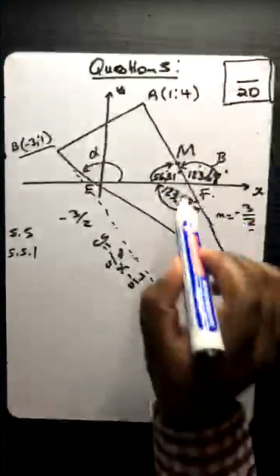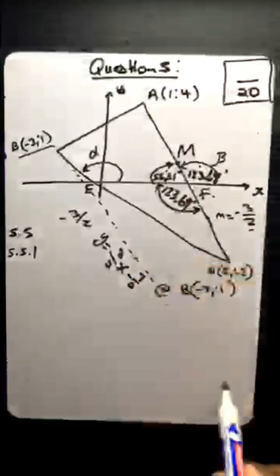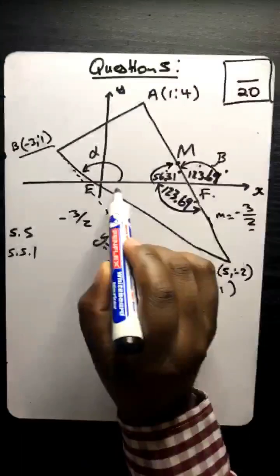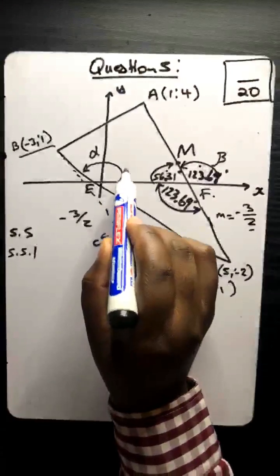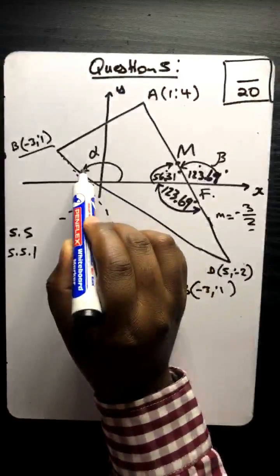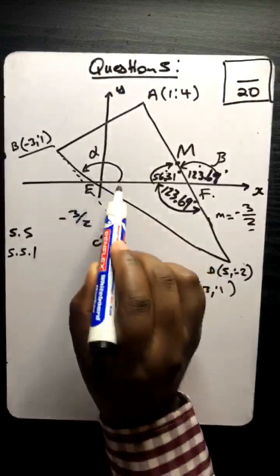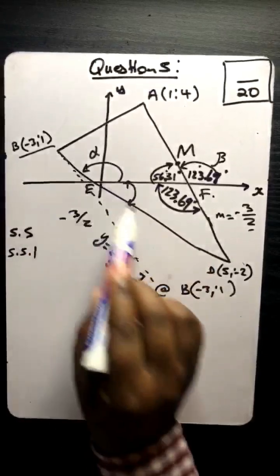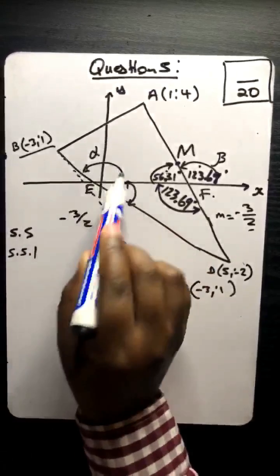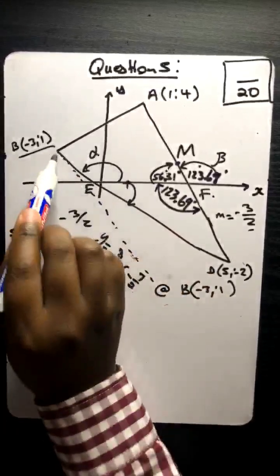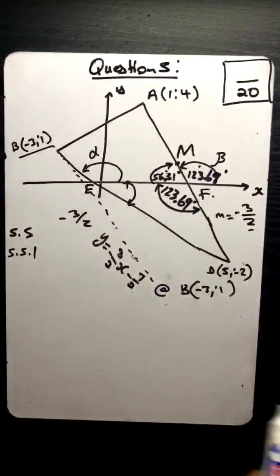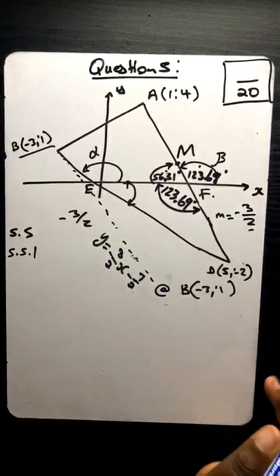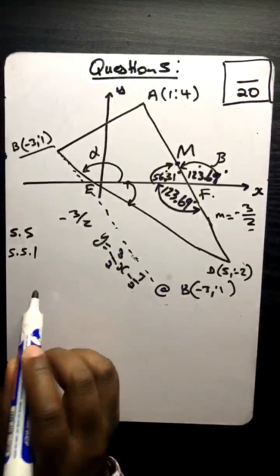So already we have this angle. How about we calculate alpha? Since we know it, to get this angle we can easily say 180 minus that angle. Let's maybe try to calculate that angle.